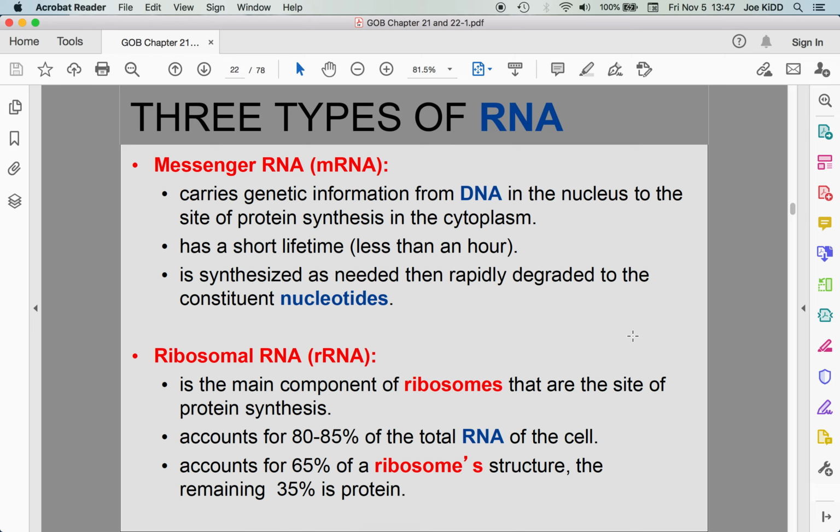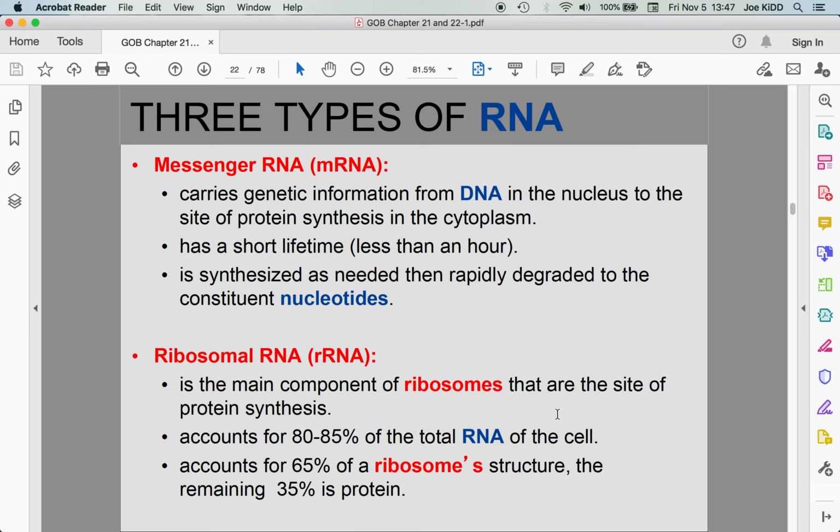So what does each type of RNA do? Messenger RNA carries genetic information from DNA to the site where a protein is being made. It has a very short lifespan. Its entire job is to take the genetic information to the cytoplasm. Once that's done, it is recycled and used for something else.